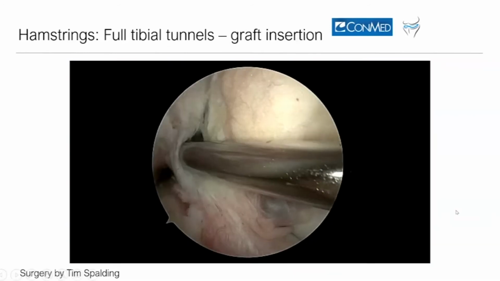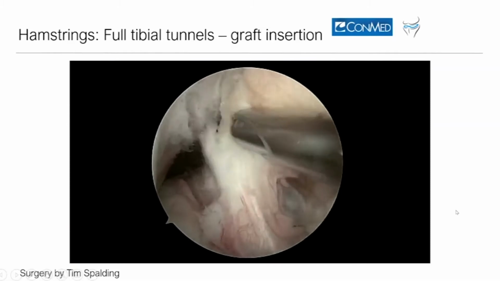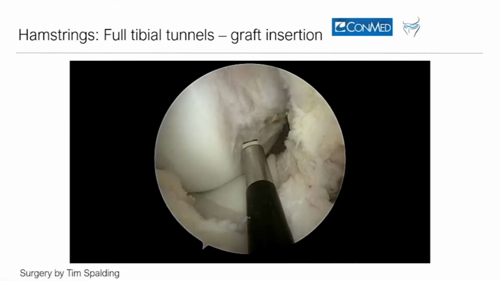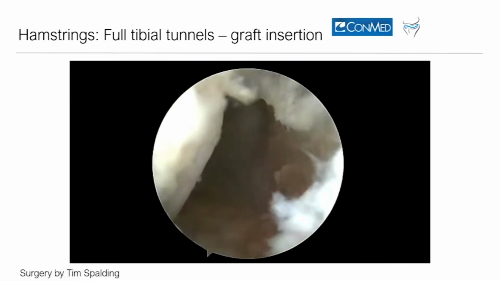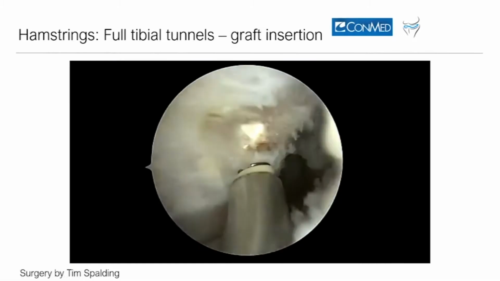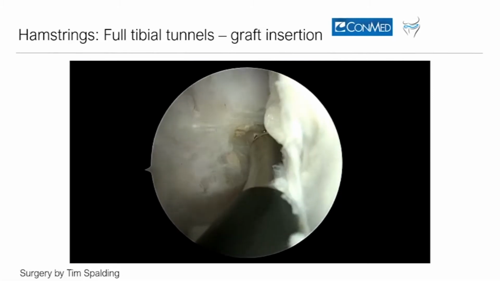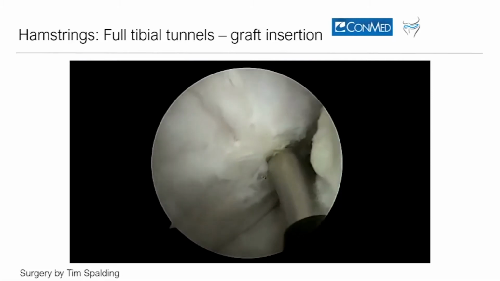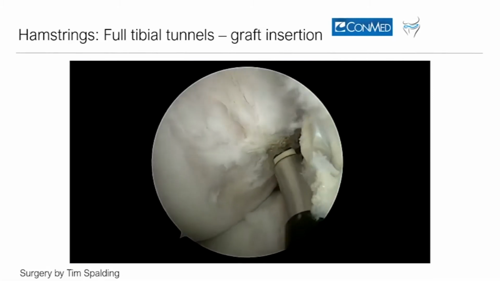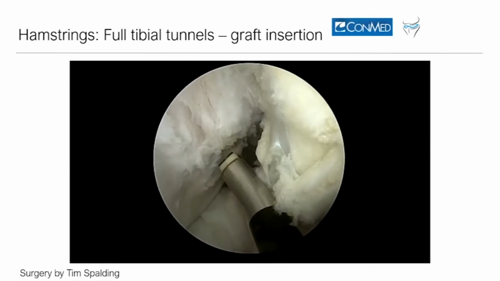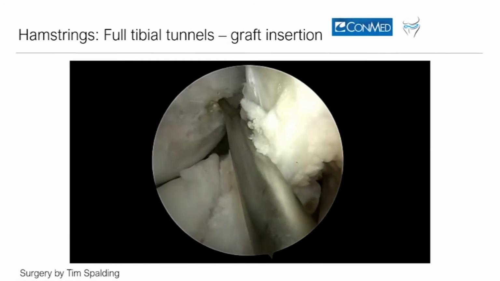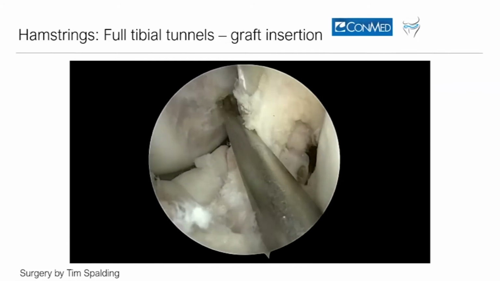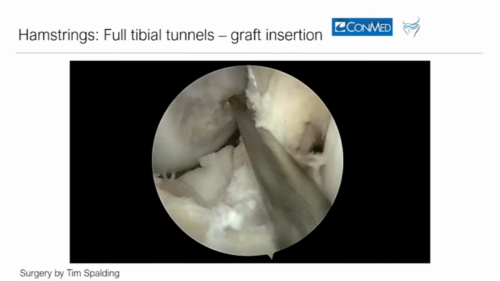So here is a case then, removing the old ACL to identify the exact footprint, using an RF probe to go between mid and AM bundle position, identifying the proximal border of articular cartilage. That's our reference point. This is where we're going to make our femoral tunnel. In this case, it's not using the femoral bullseye guide. And then a microfracture pick to make our starting point before bringing in the spade tip drill.